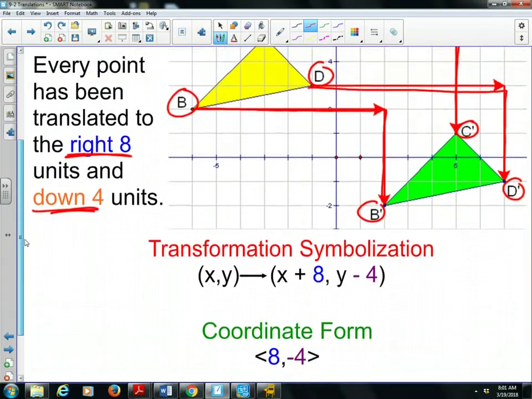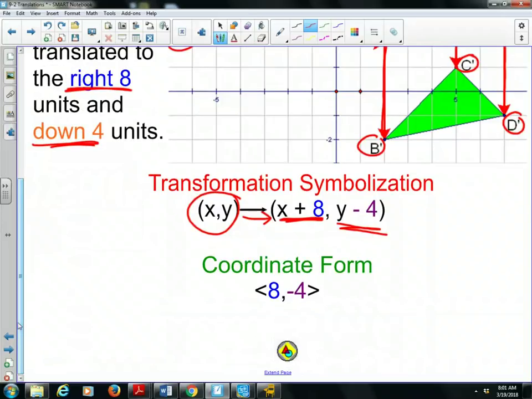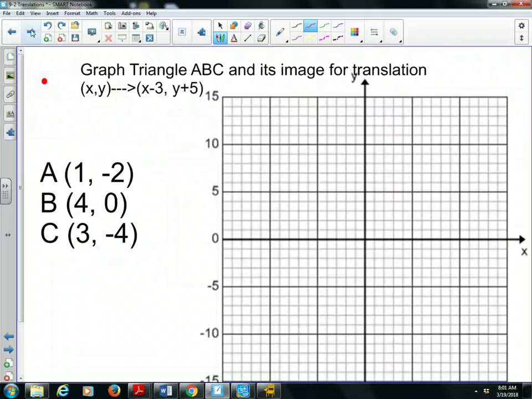Transformation symbolization is written like this. For every ordered pair x, y, the result, this arrow right here, is 8 units to the right when we add 8 to x, and 4 units down when we subtract 4 from y. Okay? And in coordinate form, it is written like this. So instead of an ordered pair, like 8, negative 4, it's written as this, which means every x coordinate add 8, every y coordinate subtract 4. Okay? So let's see what that looks like with an example problem here.